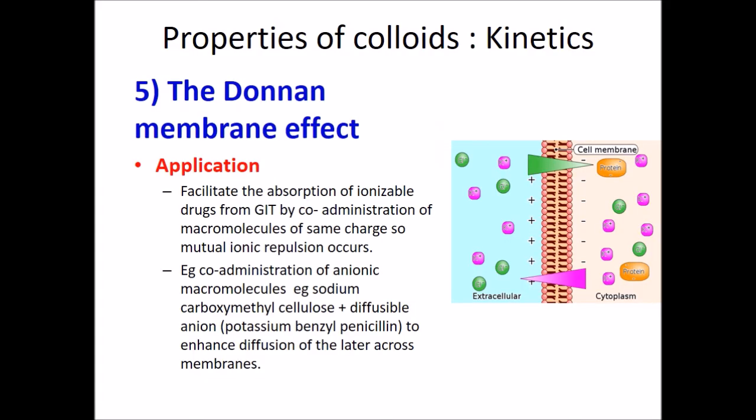So the application of donor membrane effects is to facilitate the absorption of ionizable drugs from the gastrointestinal tract by co-administered macromolecules of the same charge, so they can have mutual ionic repulsion. For example, we can co-administer a macromolecule, for example CMC, carboxymethylcellulose, plus a diffusible anion, potassium benzyl penicillin, to enhance the diffusion of the antibiotic across the membrane.